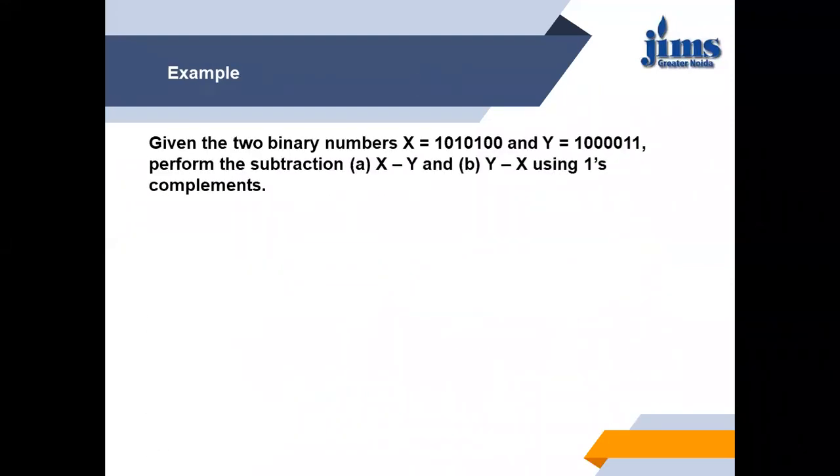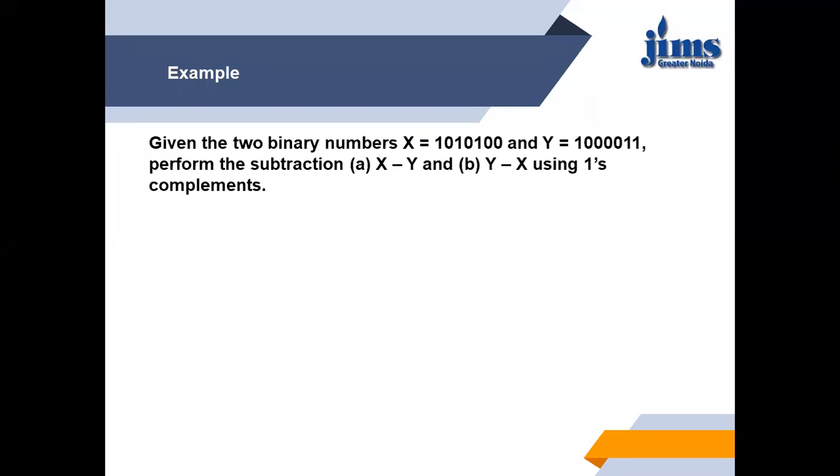Suppose given two binary numbers, same numbers I am taking again: x is 1 0 1 0 1 0 0 and y is 1 0 0 0 0 1 1. Here the number of digits is the same, both x and y are 7-bit numbers. We have to perform x minus y and y minus x using 1's complement. So we'll go step by step.